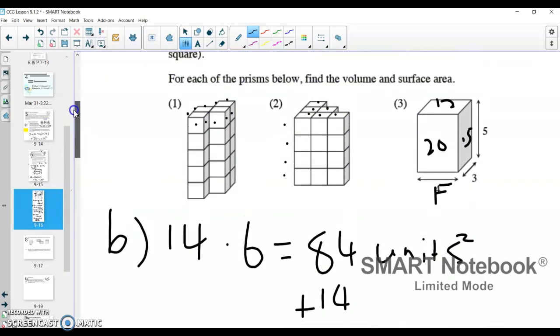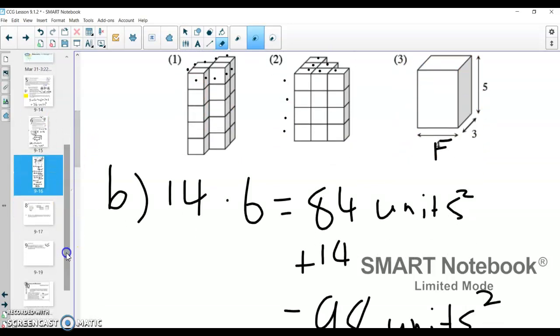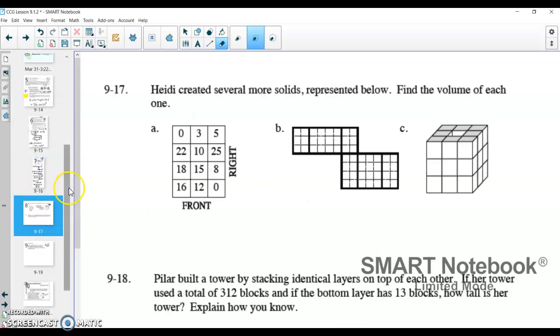Hopefully you can understand those strategies. When we have the blocks, we're able to count them and multiply by layers. When we don't have the blocks showing, volume becomes a multiplication of length times width times height, and surface area becomes finding the area of each lateral face and each base and just adding them all up. Okay. We'll move on here to 17 and 18 and hopefully get these done pretty quickly.